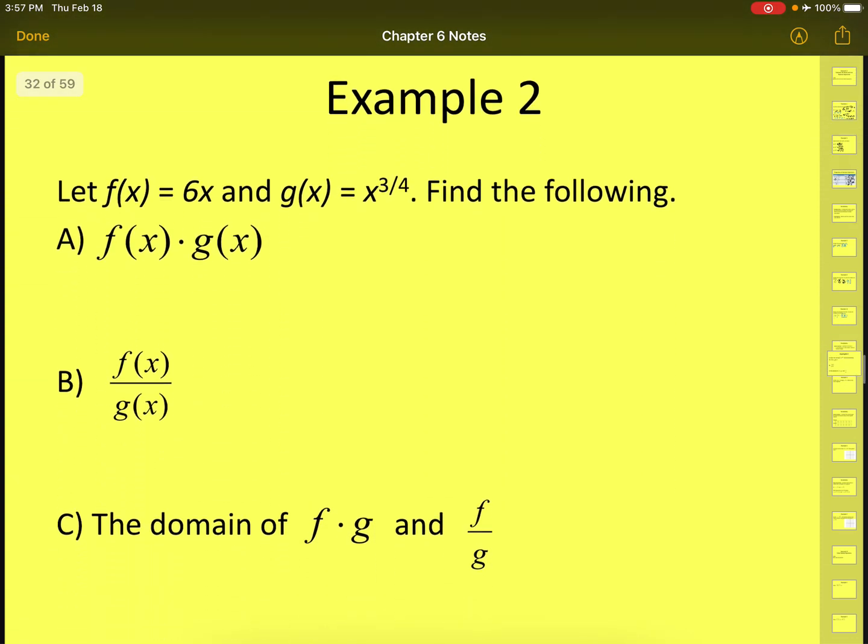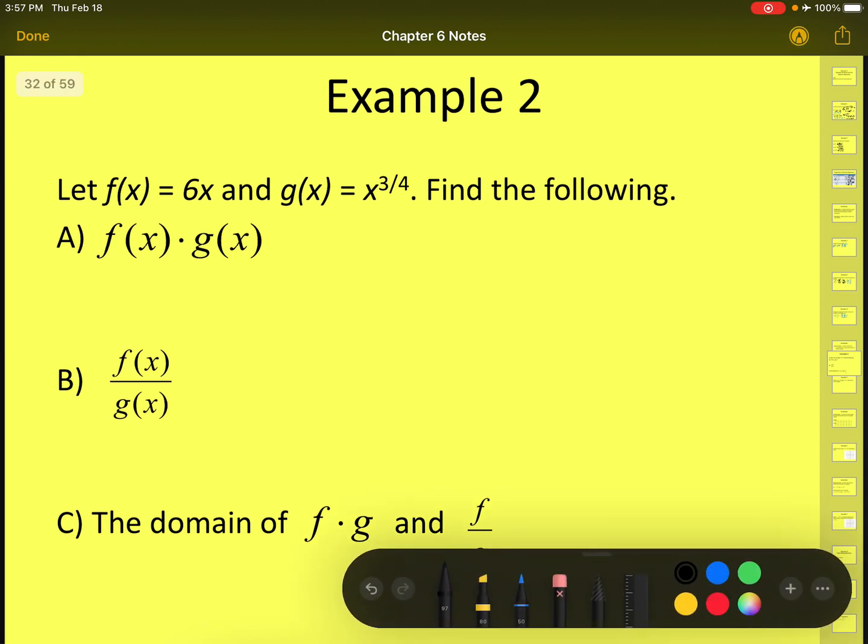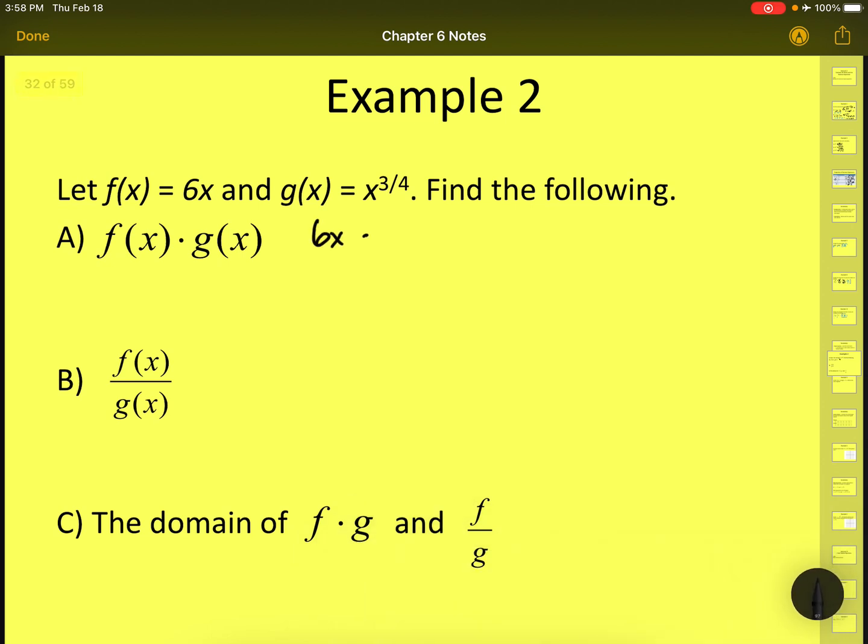In example 2 here, we're going to see with new functions f and g, can we multiply them and divide them? Okay, so new functions, 6x for f and x to the 3/4, a power function for g. Okay, so if I multiply these two, 6x times x to the 3/4. If we multiply the big number coefficients out front, I got 6 times 1, which is 6. And since we have two of the same bases, they're just x, I'm going to add their exponents.